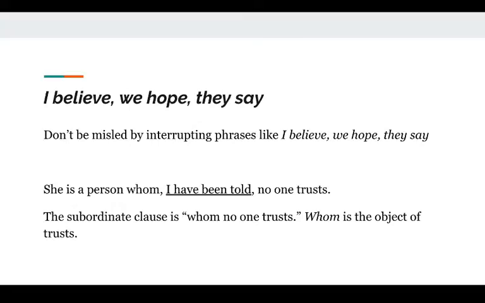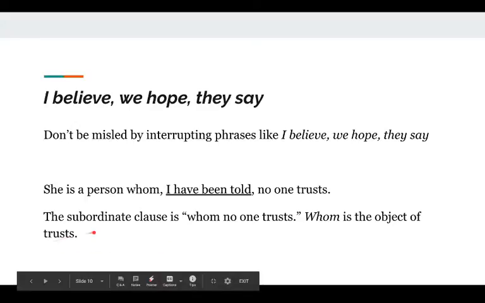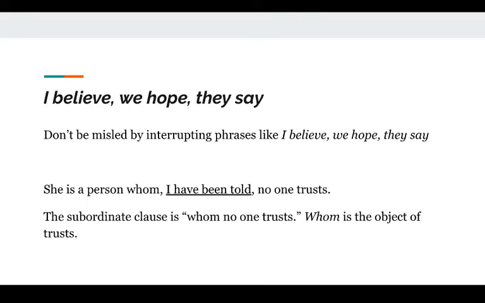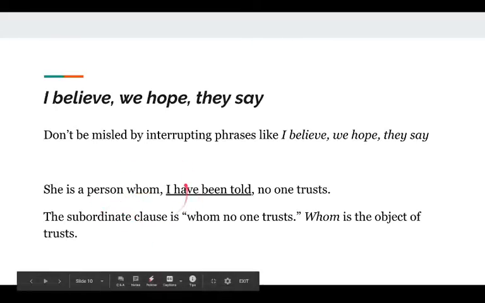So for example, she is a person whom I have been told no one trusts. You can say, I believe, or like, she is a person who no one believes, or she is a person whom they say no one trusts. So the subordinate clause is whom no one trusts, and whom is the object of trust. You can also think of it as she is a person whom, so whom should be able to be replaced with him or her if it's correct. So instead of saying she is a person whom no one trusts, you can say no one trusts him. You wouldn't say no one trusts he. So that's why, in another rule, I guess you can say, whom is the correct form to use.